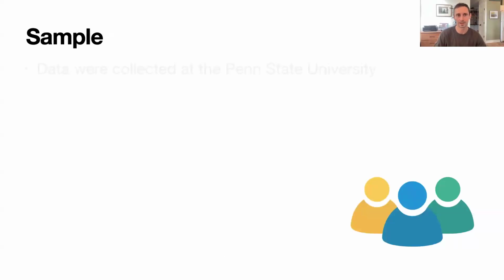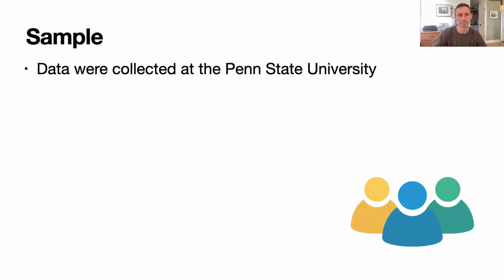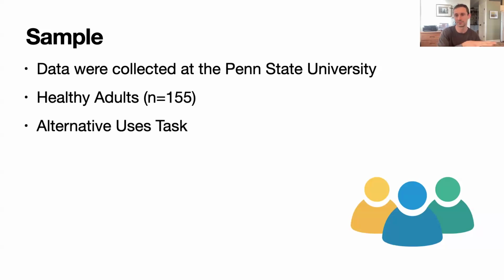So in this study, we were collaborating with Roger Beatty at Penn State University, and they collected these AUT responses. They also had 155 participants, I think undergraduates at Penn State, go into the scanner. They completed the alternative uses task. We have their responses and the semantic distance and creativity of their AUT responses, and we also have resting state fMRI scans for these 150 or so individuals.